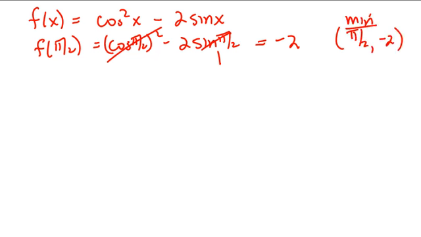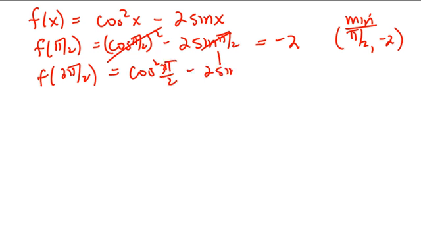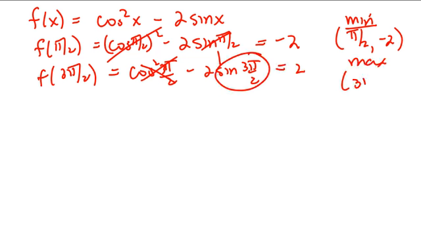This is the minimum. And the maximum, if you do the same thing, plug it back into the original function. This one again will be 0. This will be negative 1, so it's equal to 2. So the max is at 3 pi over 2, 2. So I'm going to stop the video here and continue with concavity in the next video.